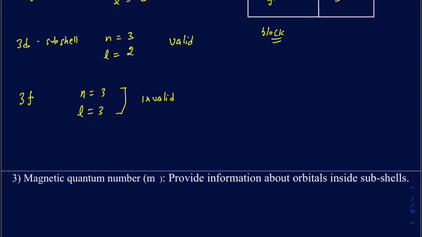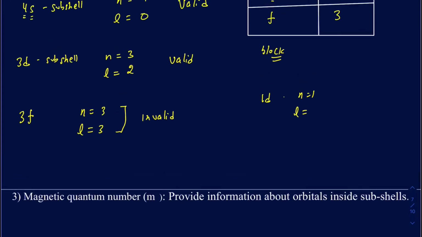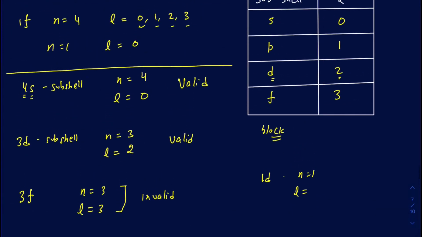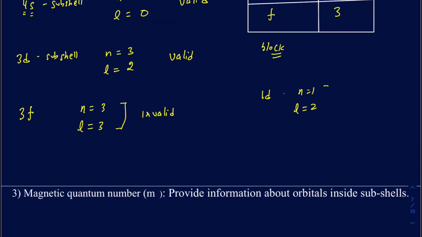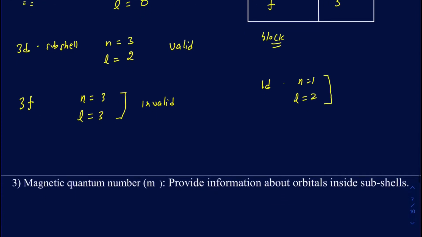What if you have something like 1D? In 1D, the n is going to be 1 and L is going to be, well, go back and look at what the value is for L when you're in D subshell, it's 2. Again, the L is not less than the value of n, so that means this is going to be invalid as well. Okay, so make sure you know how you figure out if your subshell is valid or invalid.